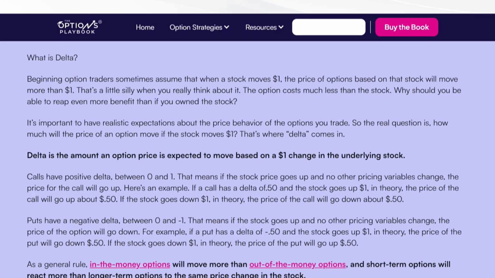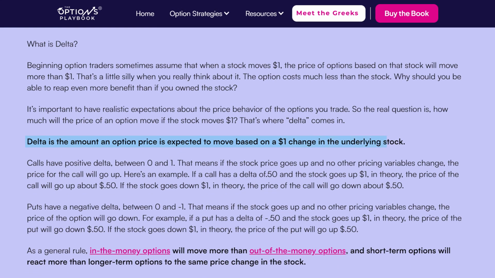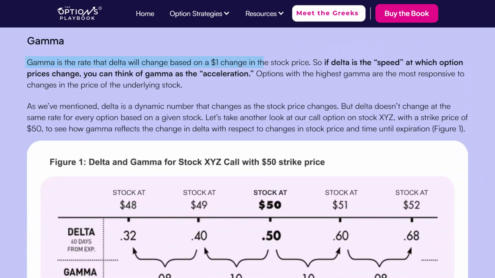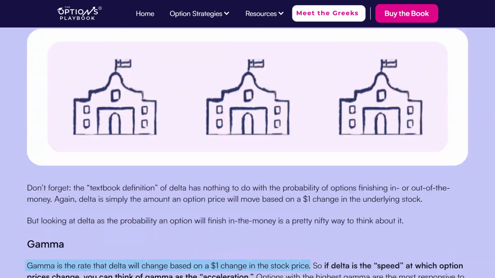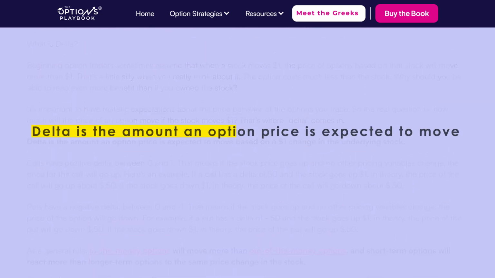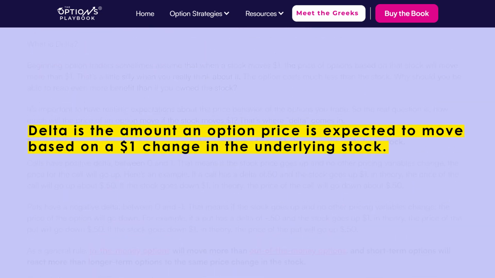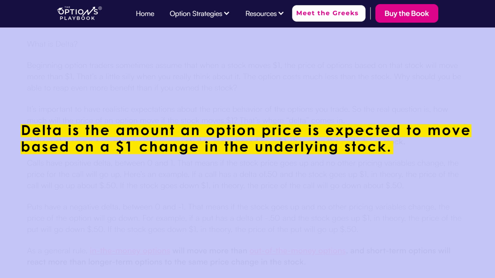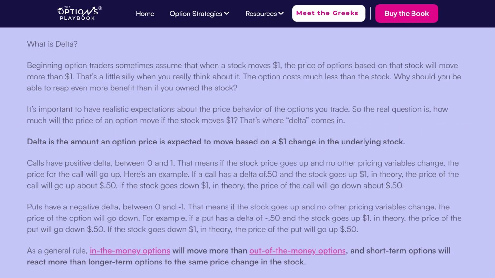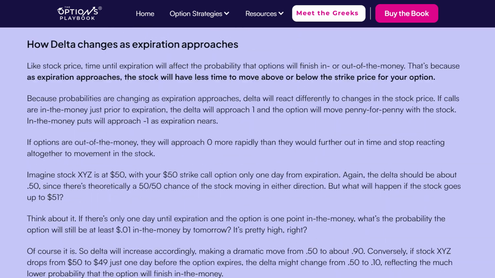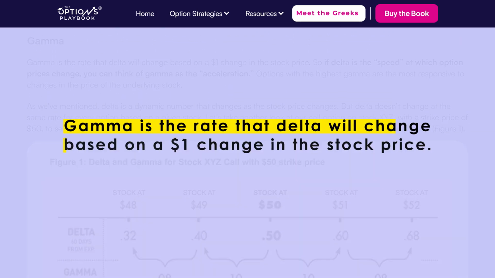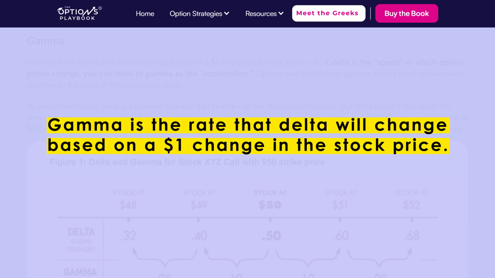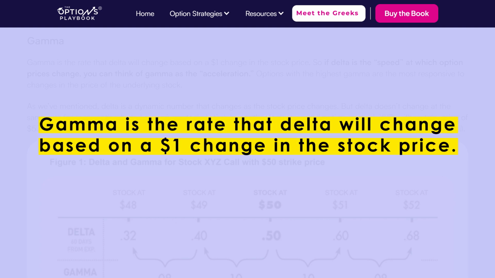If you go to the section called Meet the Greeks, you will see the definition of delta, and then below that you will see the definition of gamma. The definition of delta on a textbook basis is the amount an option's price is expected to move based on a $1 change in the underlying stock. On a textbook basis, the definition of gamma is the rate that delta will change based on a $1 change in the price of the underlying stock.